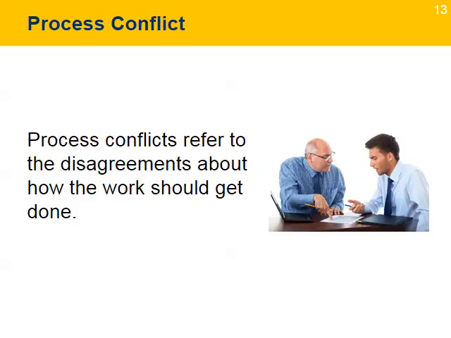Process conflicts refer to the disagreements about how the work should get done. Similar to task conflict, process conflict does not have the personal aspects that are found in relationship conflict. The difference between process conflict and task conflict is that the conflict does not exist in the task, but rather in the approach to handling the task. The conflict comes from disagreements on how to achieve the goals and who is responsible for each part.